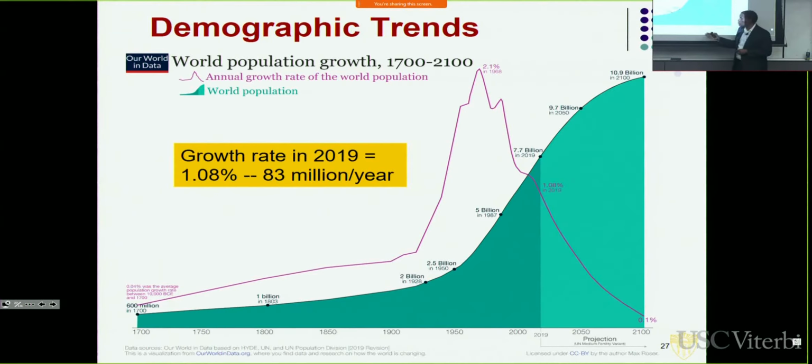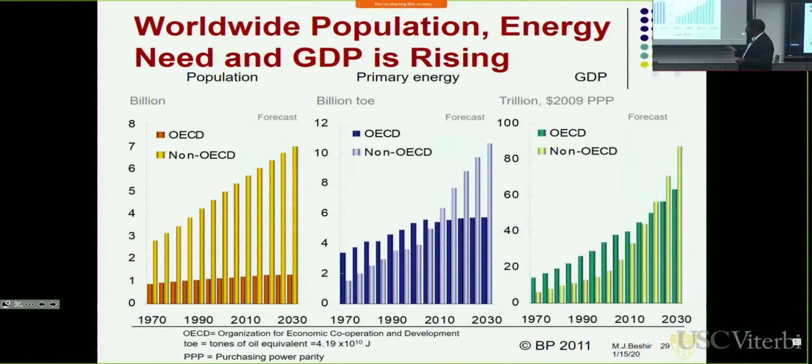Okay, so it really shows you this big exponential growth happening in population in the last 200 years. From 1803 to where we are right now, we went from 1 billion to 7.7 billion. The population is growing, as we saw previously. It will continue to grow, and this is what the population growth is.